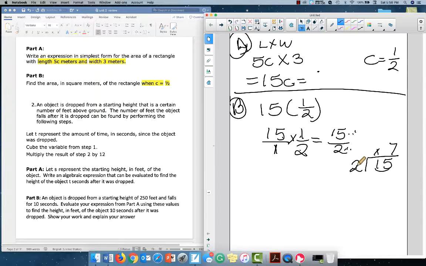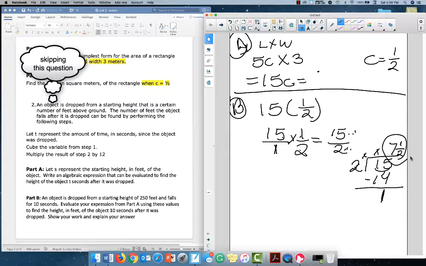Because 2 times 7 equals 14. And we would subtract. 5 minus 4 is 1. So that's it. So now my answer is 7 and 1/2. That's my answer, 7 and 1/2 for part B. Okay, now let's move on.